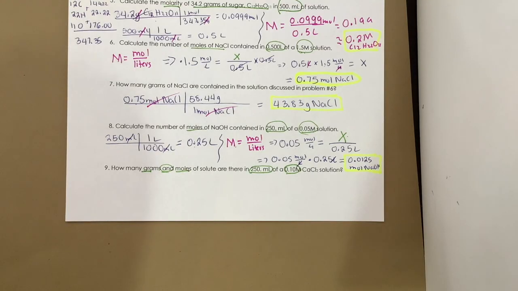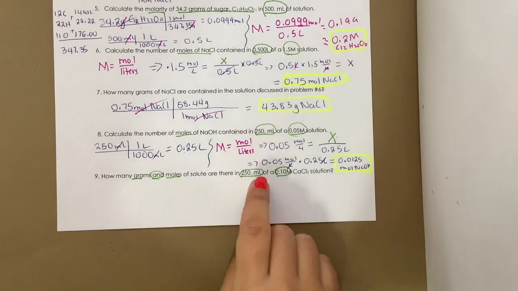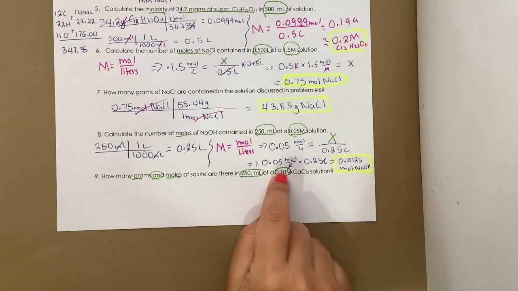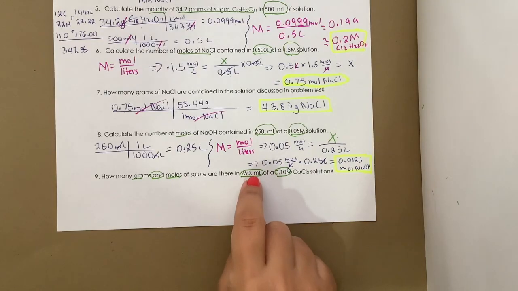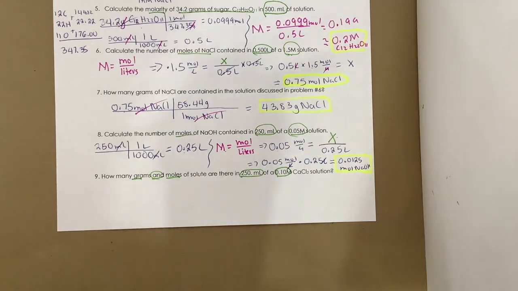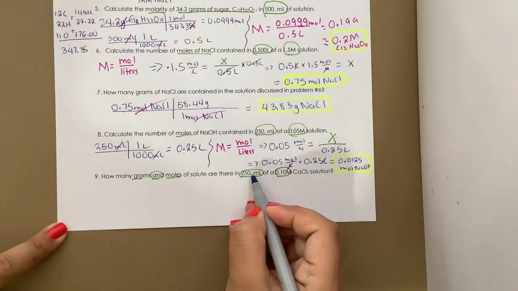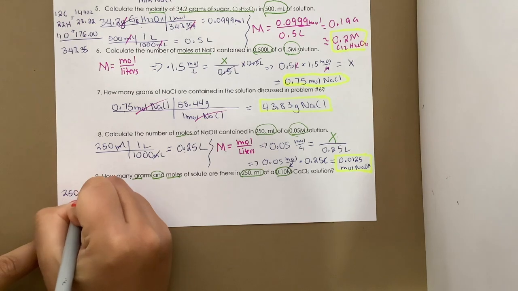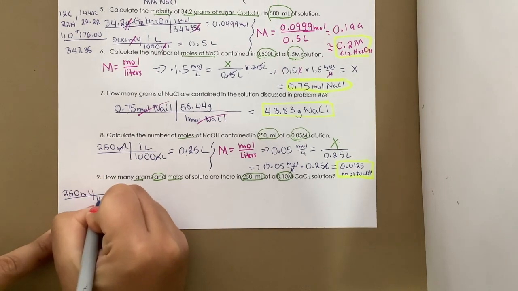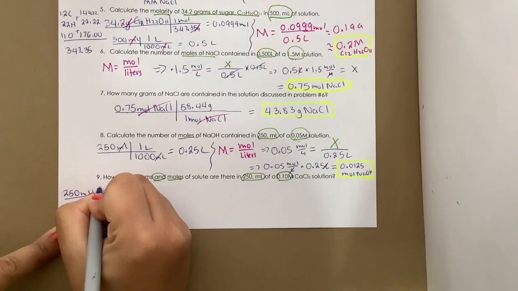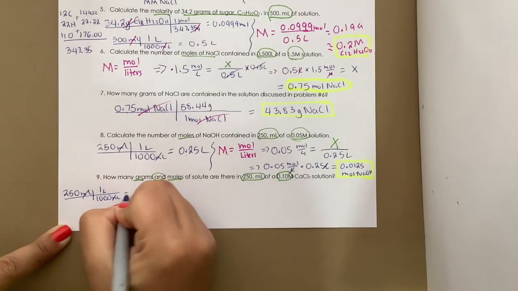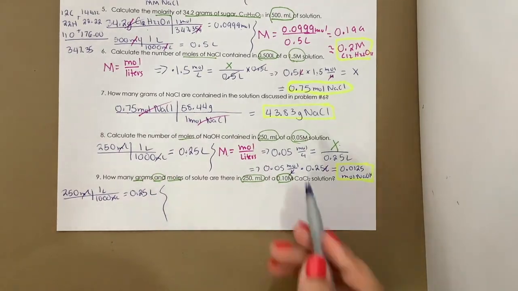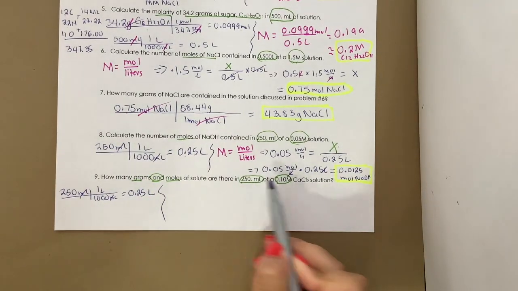First, the first thing we're going to do here is convert this milliliters into liters, because remember that for molarity we want liters, not milliliters. So I'm going to turn 250 milliliters into liters by dividing it by 1,000 milliliters over 1 liter. That gives me 0.25 liters. Okay, so the first thing I did is I converted my milliliters into liters.